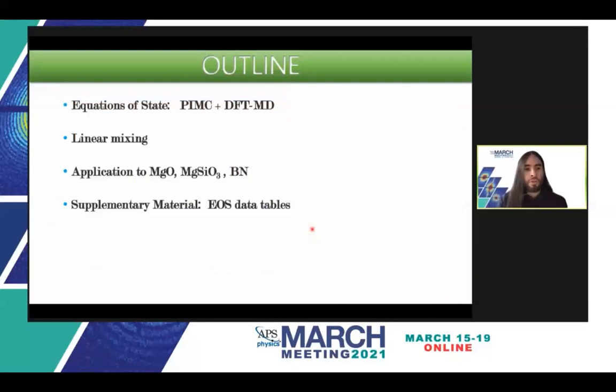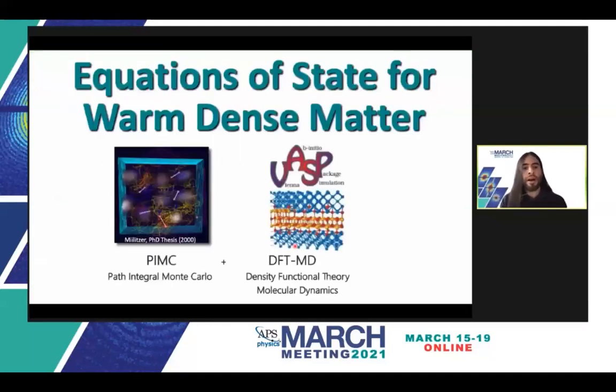So I will show you how we generate these equations of state and how we implement the linear mixing approximation and apply it to the three different materials I mentioned. And as a side note, all the equations of state for every material that I will mention in this talk are available in the literature that we have published. And they're also available in the link that I will provide at the end of the presentation, same as Burkhard provided.